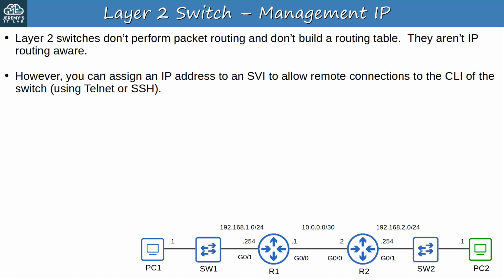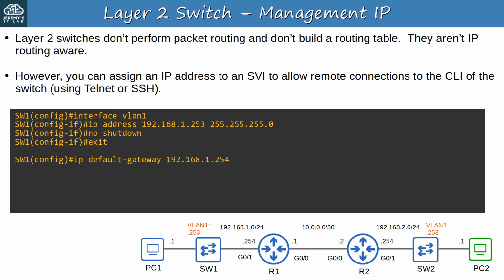For the rest of this video, I'll use this network topology. The network admin is using PC2 and needs to be able to connect to all of the devices in the network to configure them, without having to travel to different offices. To allow this, the layer 2 switches need an IP address. So here's how you can configure it.